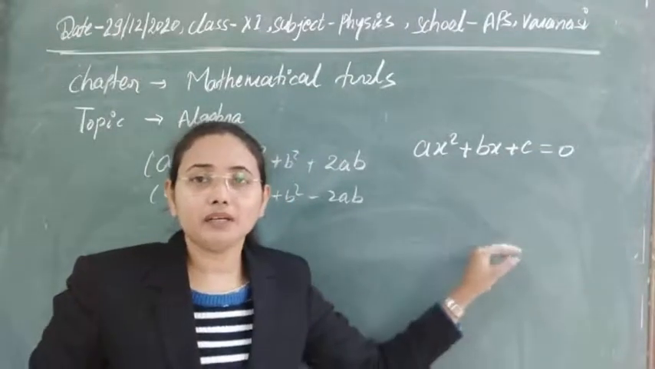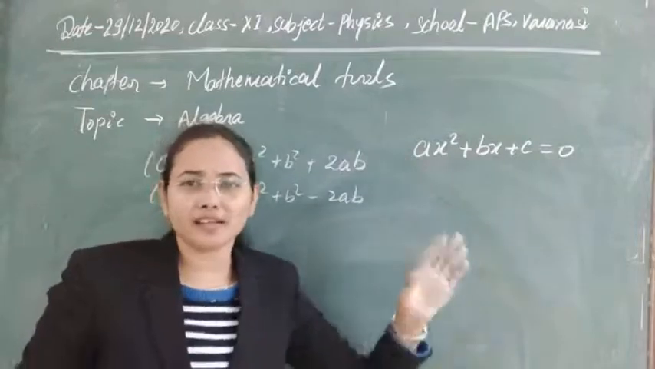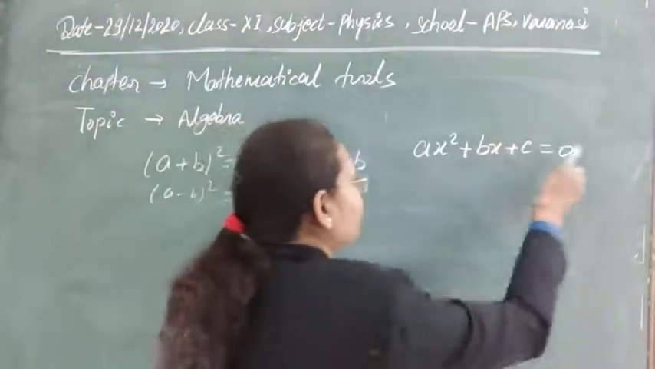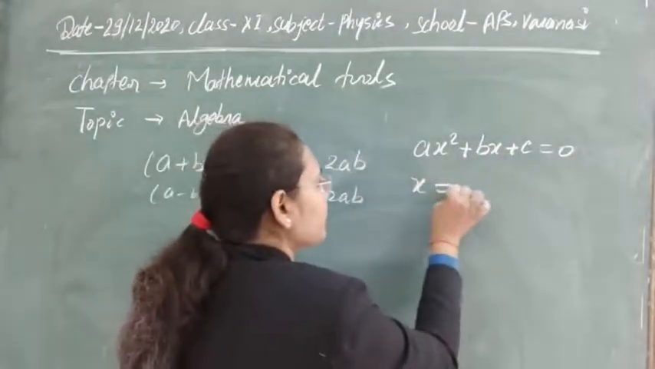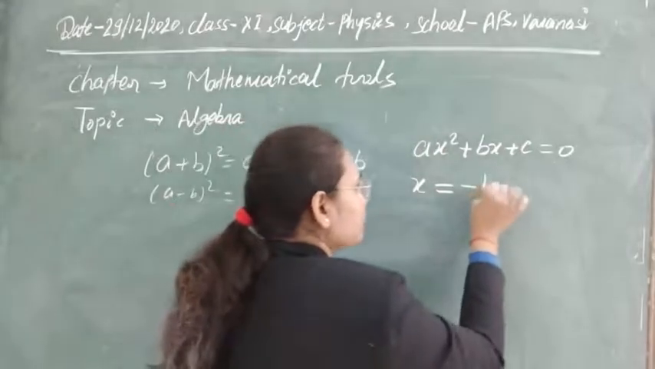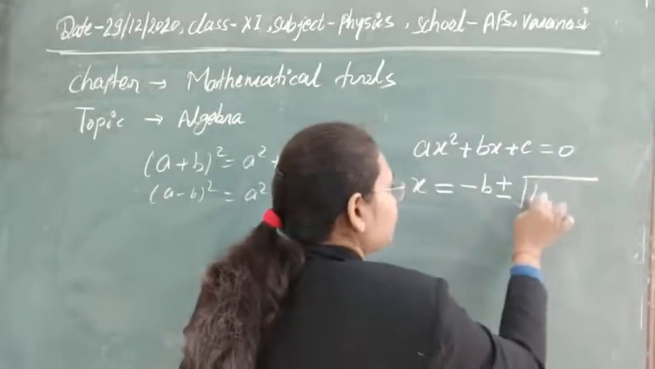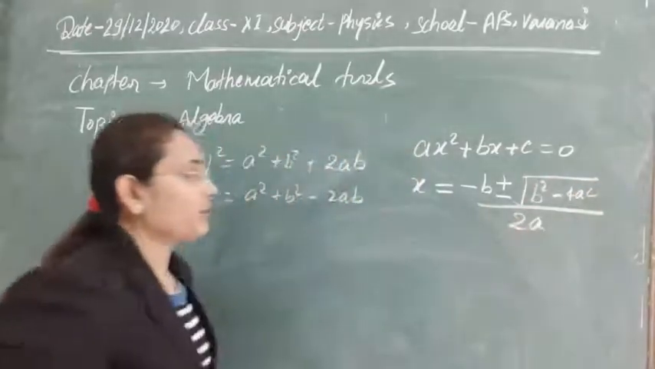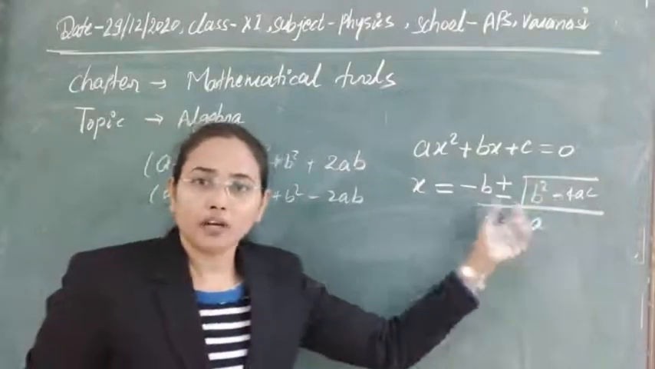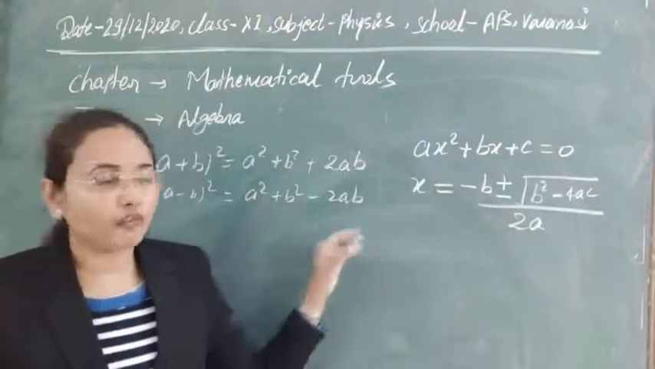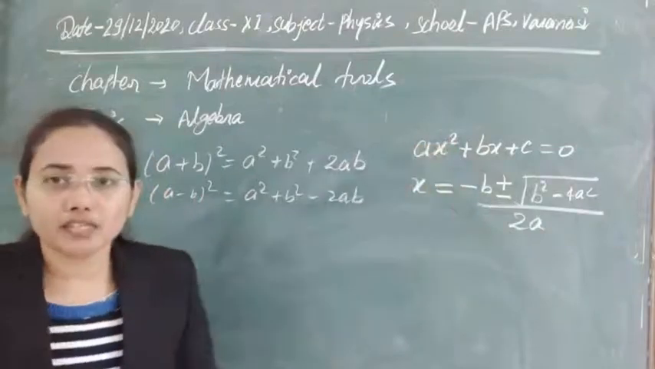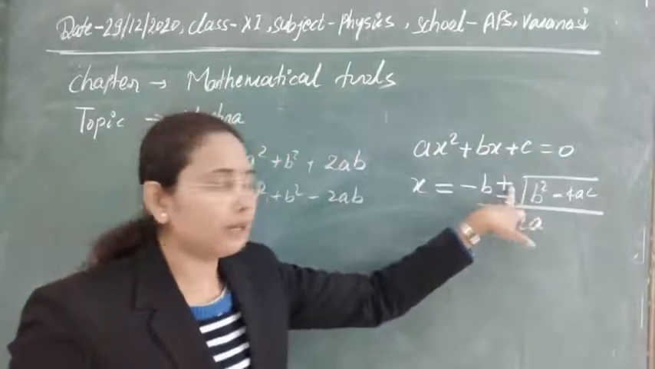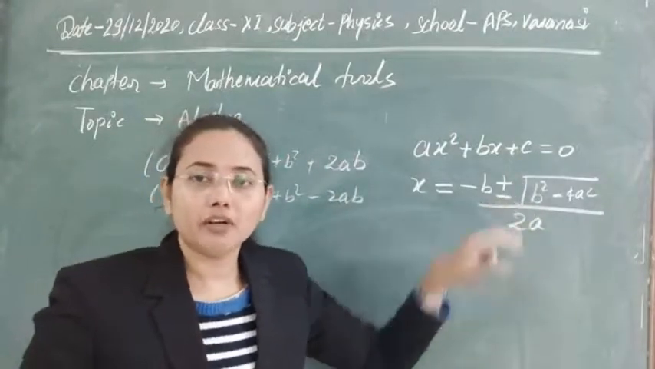A very simple thing is that if you don't know how to factorize, then don't do that. Only use a formula here. The root or solution of this equation is given by the formula x is equal to minus b plus minus root b square minus 4ac upon 2a. With this formula you can easily get the value of x. As it is a square equation, it will have two solutions, one with the plus sign and one with the minus sign.